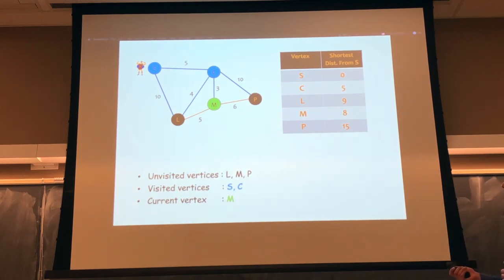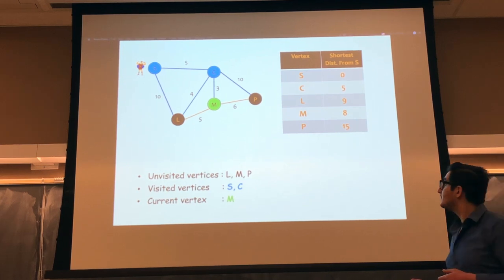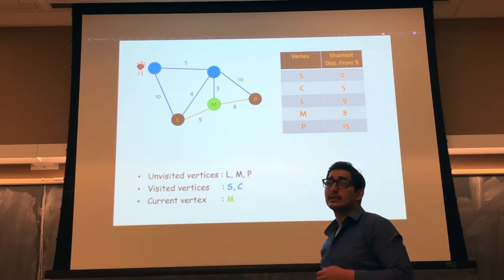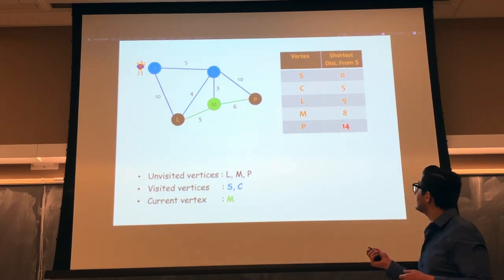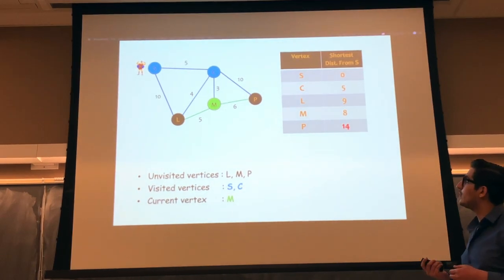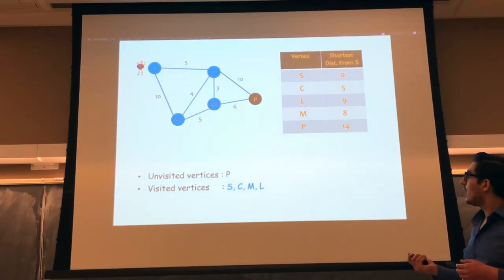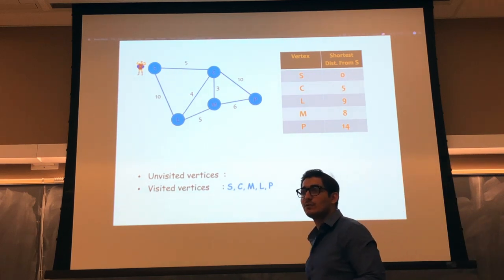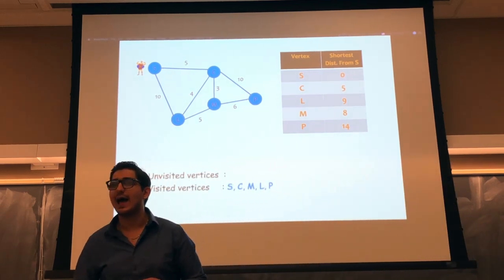Go through the list of all unvisited vertices, find the one with the shortest currently known distance from S, call it the current vertex, and examine its unvisited neighbors. In this case, only the shortest path for P is updated, and we keep going for all vertices until all of them are visited. So there are no unvisited vertices anymore, which indicates the termination of the algorithm.